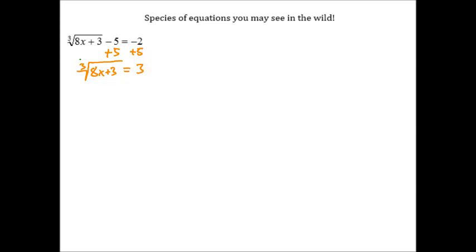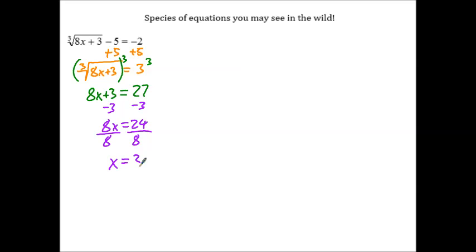And since this is a cube root, in order to eliminate the radical, we need to raise this expression to the third power and do the same thing on the other side. So on the left we get 8x plus 3, and on the right we get 27. And now we're going to go ahead and solve. Subtracting 3 from both sides, we get 8x is equal to 24. Dividing by 8, we get x is equal to 3.